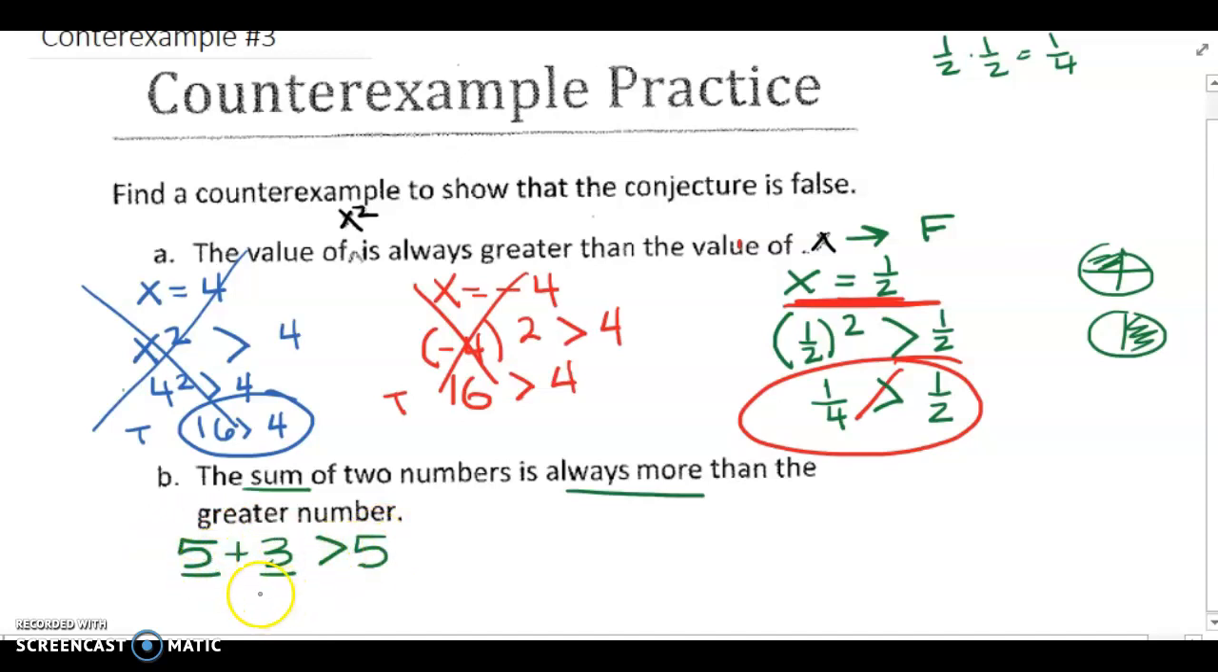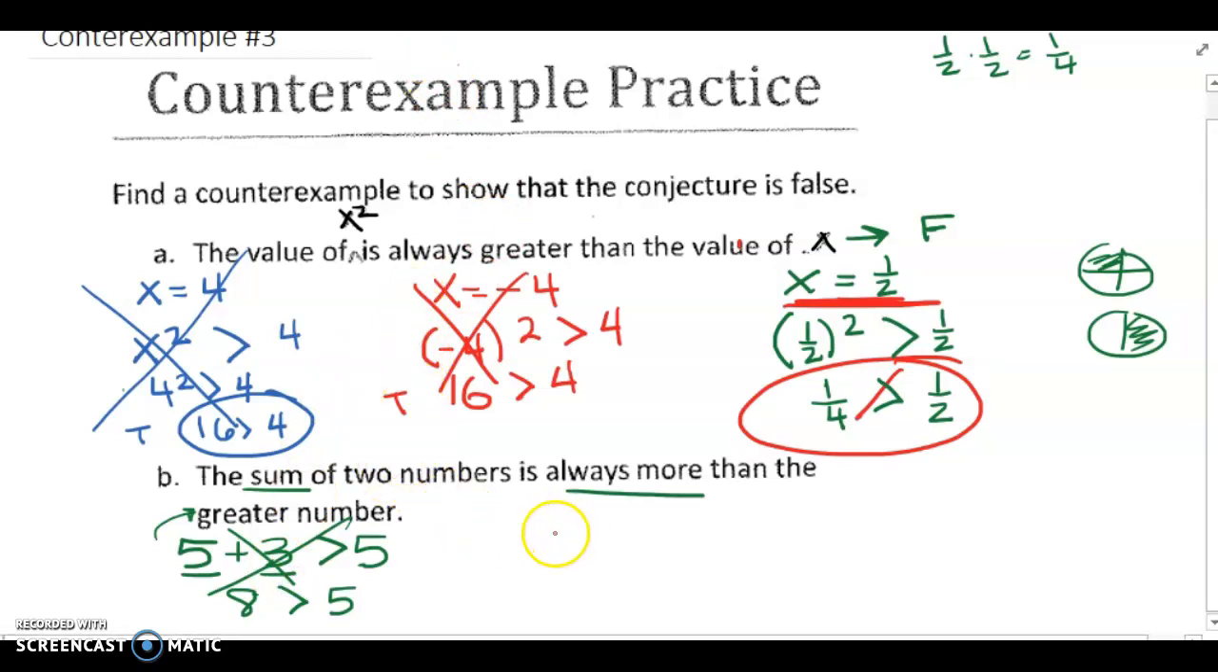5 is the greater number. So is 5 plus 3 greater than 5? Well, yes, 5 plus 3 is greater than 5. That's a true statement. So this would not be a counterexample. Remember, counterexamples help prove a statement is false. This is actually helping us support this statement somewhat. So we are not going to use that. Okay, so what else could we use?